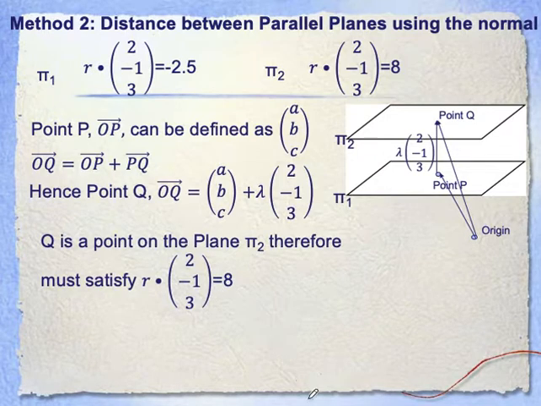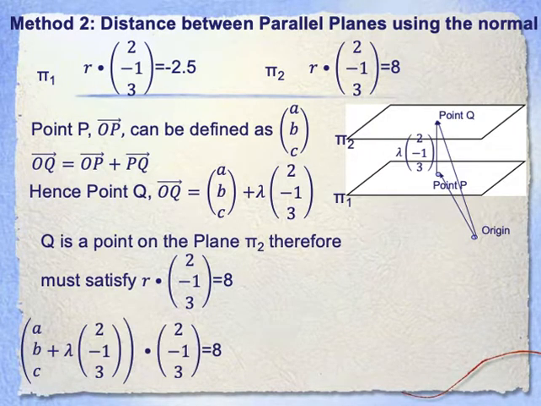Okay, so we know that. So we can take that information and say a point on Q, which is what we've worked out. We worked out what point Q represents. It must satisfy this equation.